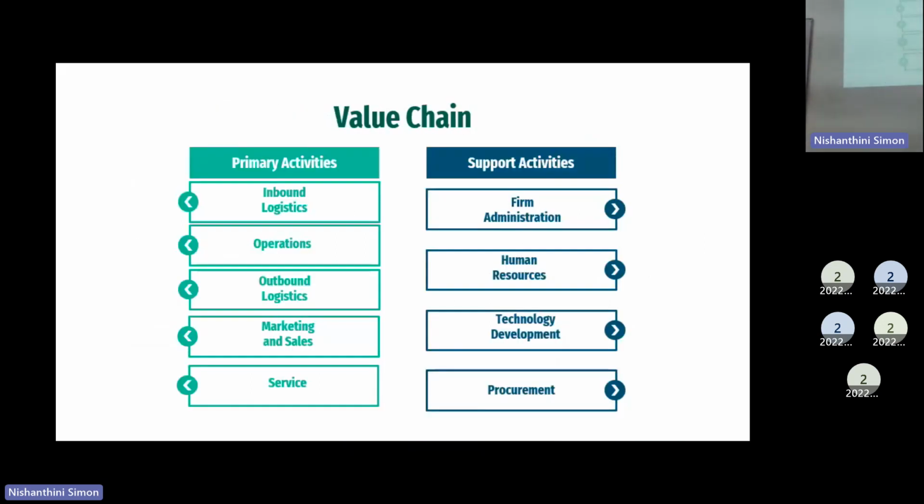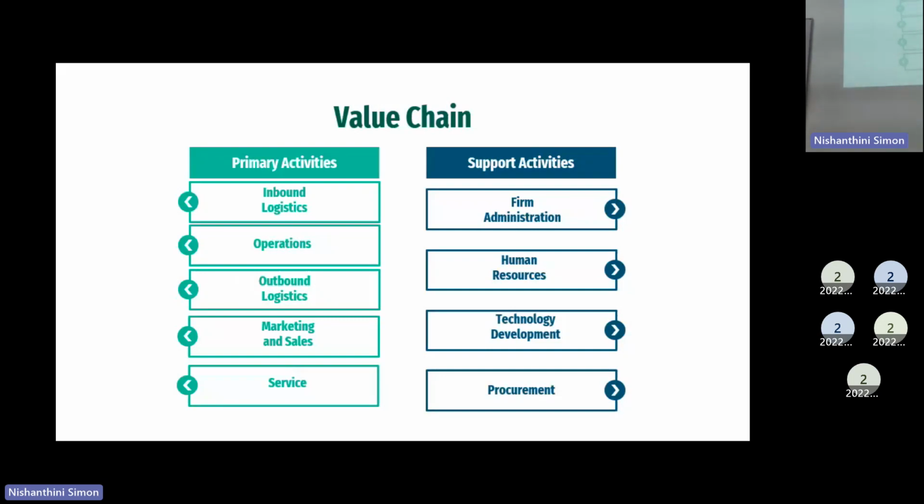So these primary processes and supporting processes, the very common ones in the organization, we can say, are inbound logistics, operations, outbound logistics, marketing and sales, and the services provided, which we can consider as primary activities.